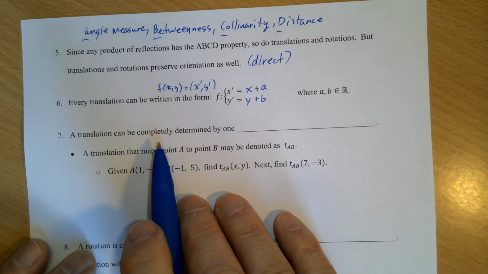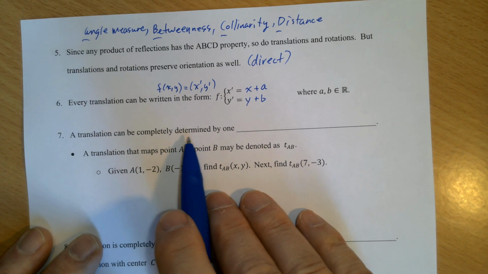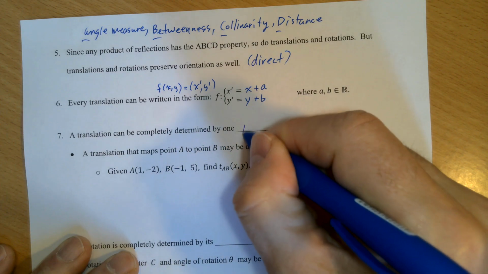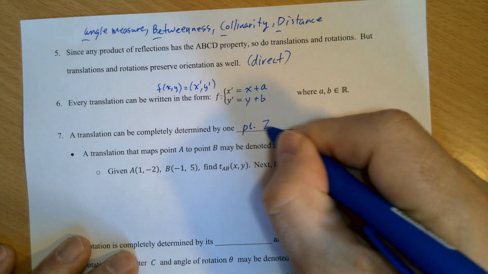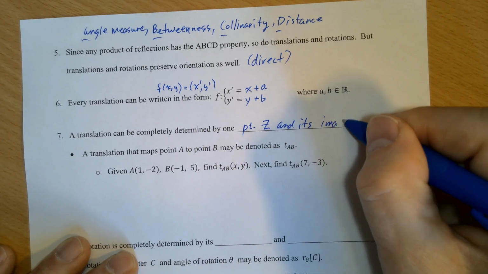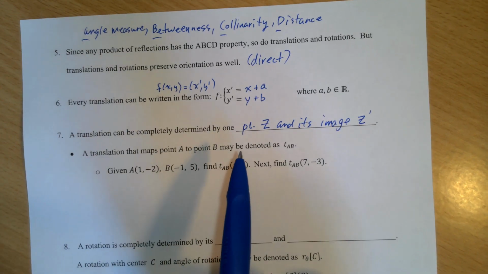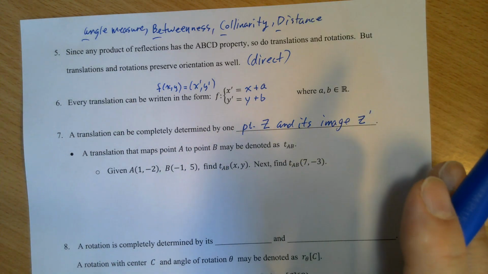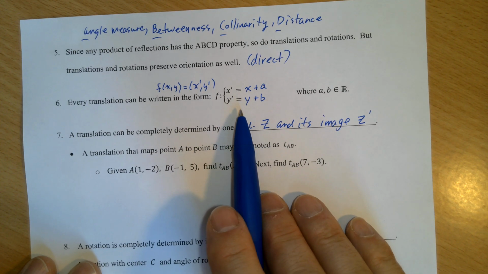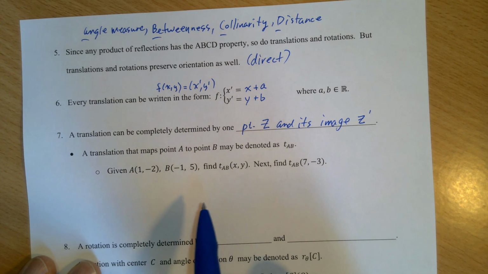Okay, number 7. A translation can be completely determined by one point. One point, I'll call it Z, and its image, Z prime. If you know what this translation does to one point, you know what it does to all points. It does the same thing to all of the points. It might, for example, move one point to the right 2 and up 3. It'll do that then for every single point.